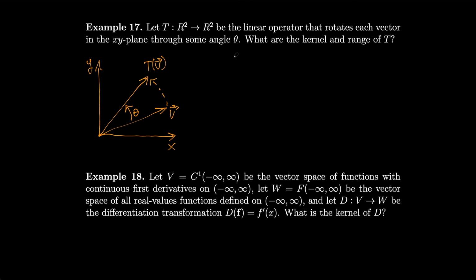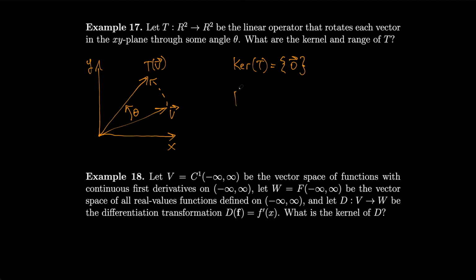So the kernel is everything that gets sent to the 0 vector. Well, that would just be the 0 vector, right? Because any other vector that rotates is going to be sent somewhere else around. It won't be the 0 vector. Only the 0 vector rotating won't change it. So the kernel is just the 0 vector.